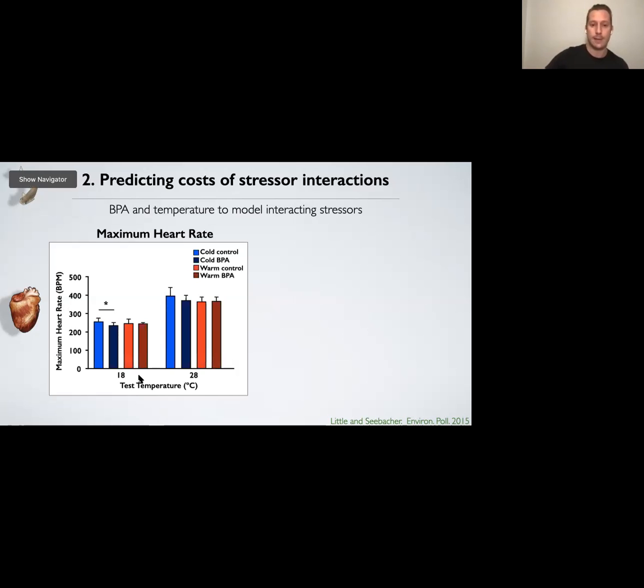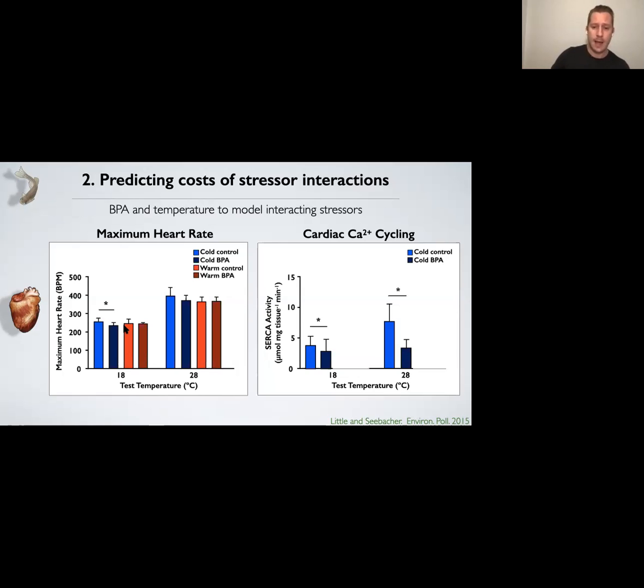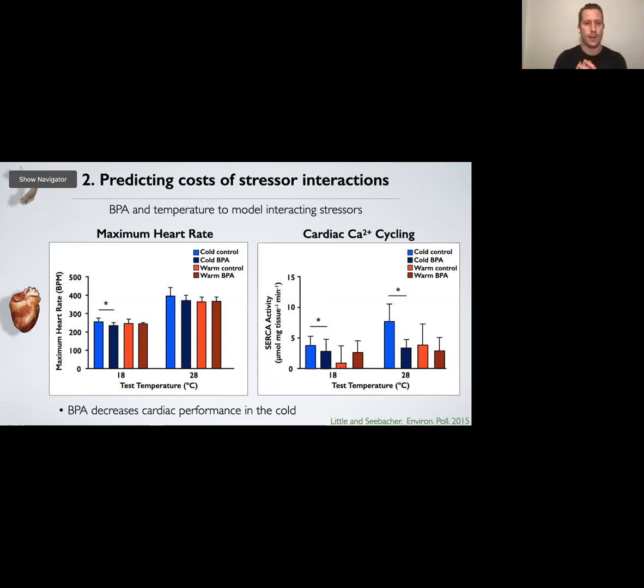I should mention, of course, that we see relatively no effect of BPA on maximum heart function in warm acclimated fish. Looking again at calcium cycling, we see this exact same trend. Again, we have SERCA activity on the y-axis. That's the pump that resequesters calcium into the sarcoplasmic reticulum. What we see is a decrease in cold acclimated hypothyroid fish, again with relatively no effect, or even, though this isn't significant, possibly an increase in the warm acclimated fish. So this is showing that we are able to use this more mechanistic knowledge of signaling pathways to really start identifying stressor interactions.